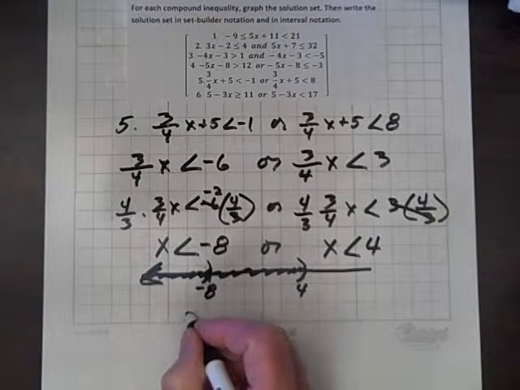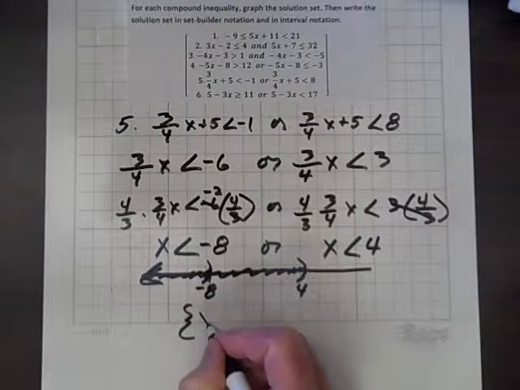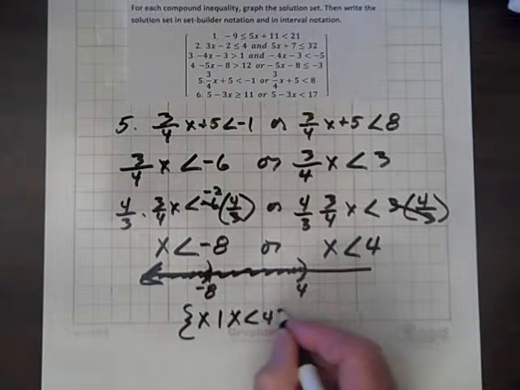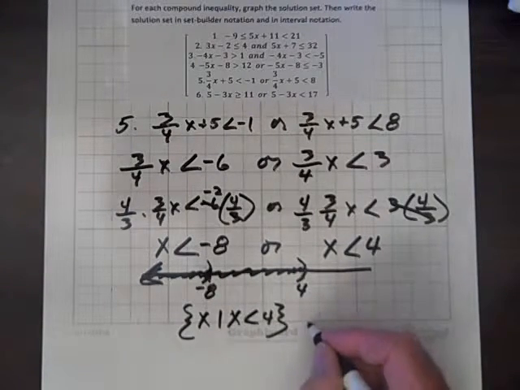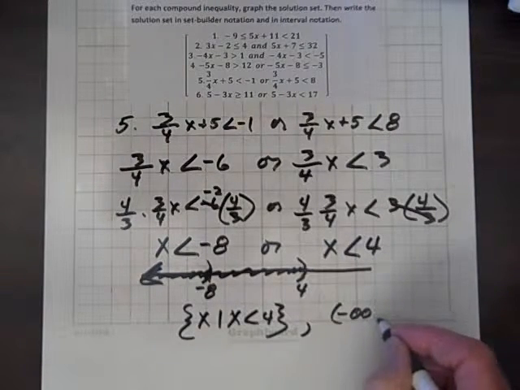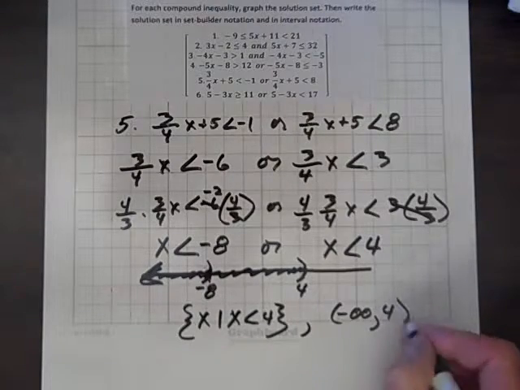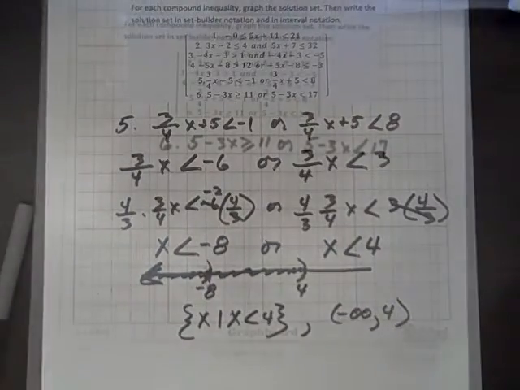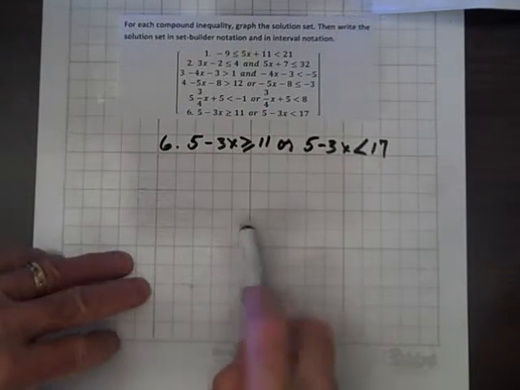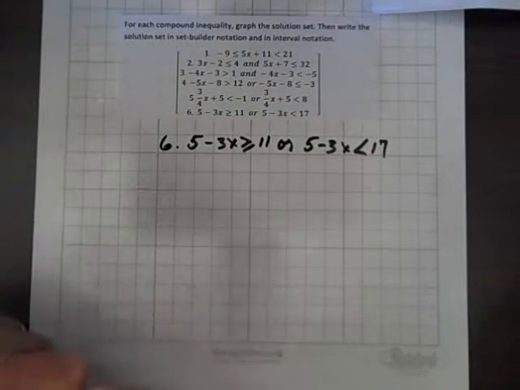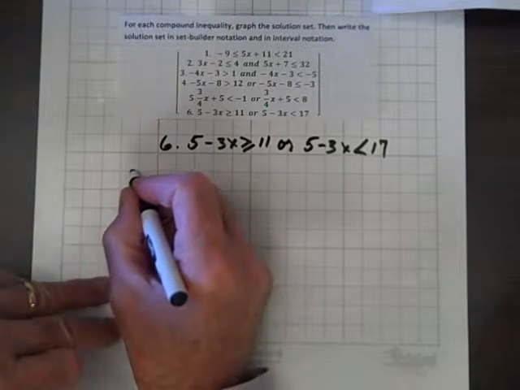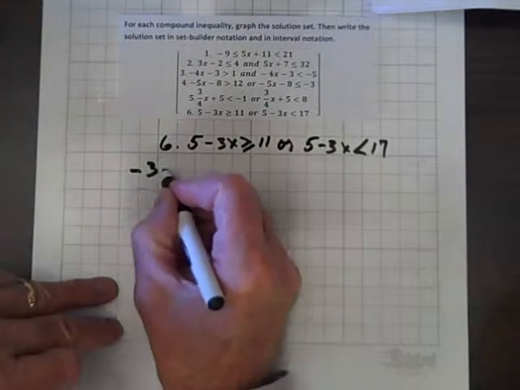So the solution then is x such that x is less than 4, and in interval notation that would be negative infinity, a parenthesis before that, and 4, and close with a parenthesis. For our final inequality, we have another disjunction, the word or. So we'll start working left to right, and our first task is to isolate the term with x in it.